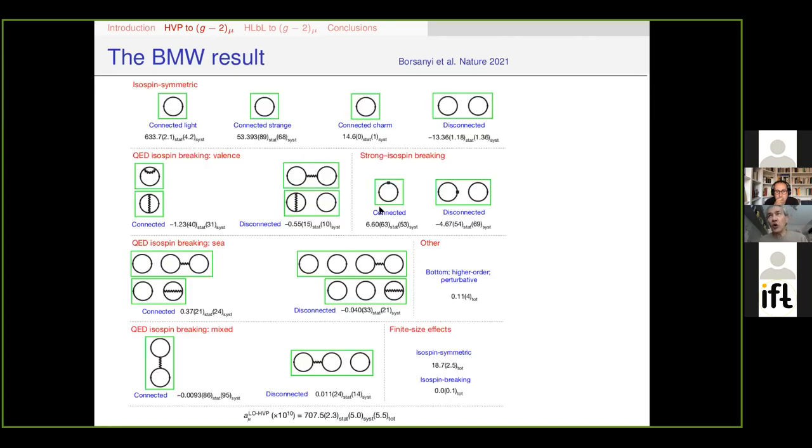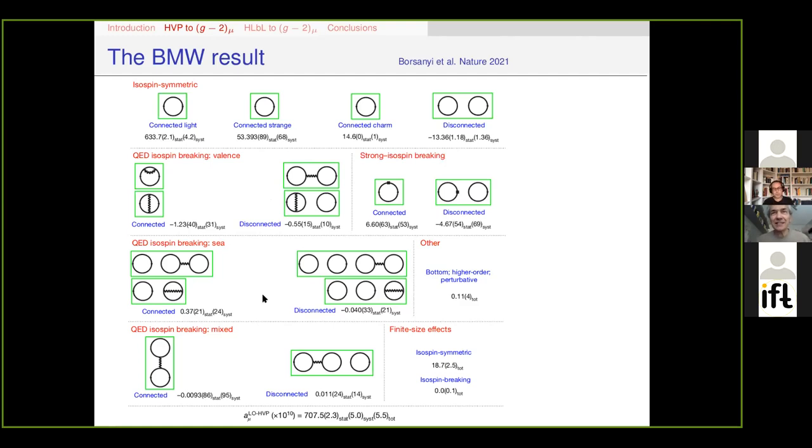So here's a summary of all the different diagrams in a lattice sense. You have here disconnected diagrams, for example, but you have to imagine you have gluons connecting the quarks. Everything here is in a gluonic background. And you see that the main contribution is isospin symmetric. By far dominating is the one including up and down valence quarks. There's a somewhat smaller contribution due to strange, then charm, and as I said, disconnected. And then a list of isospin breaking contributions, both strong and electromagnetic.